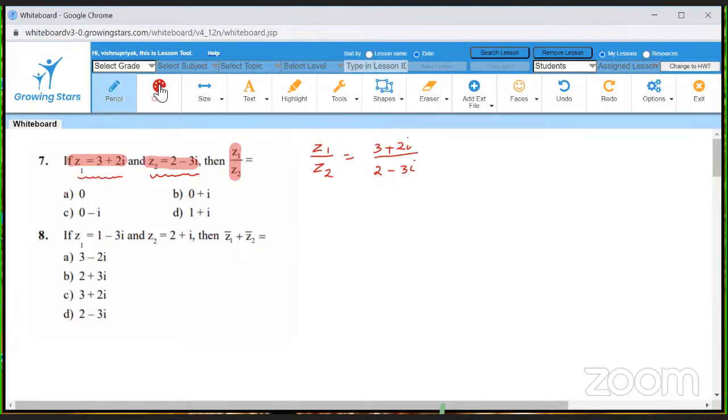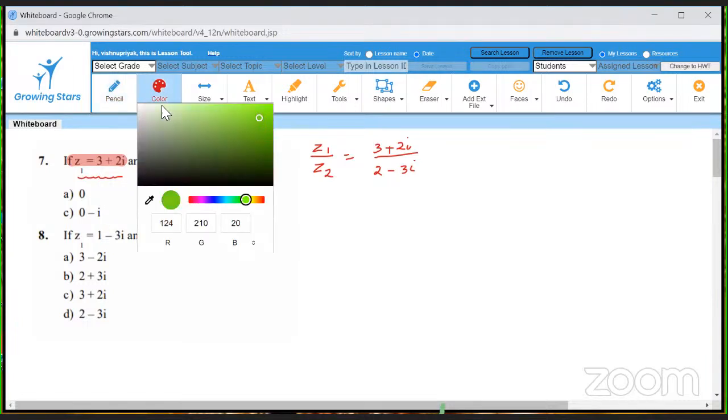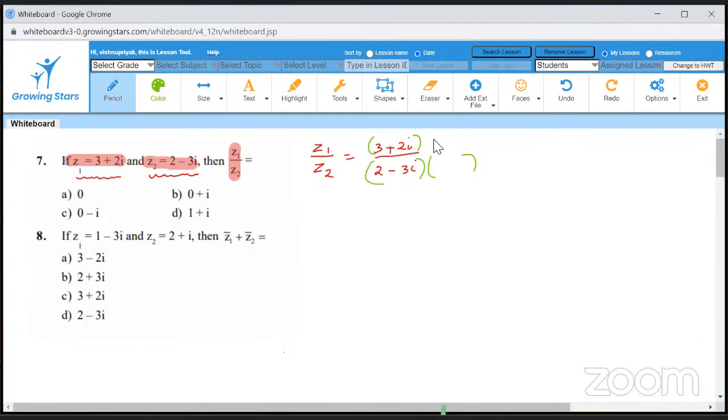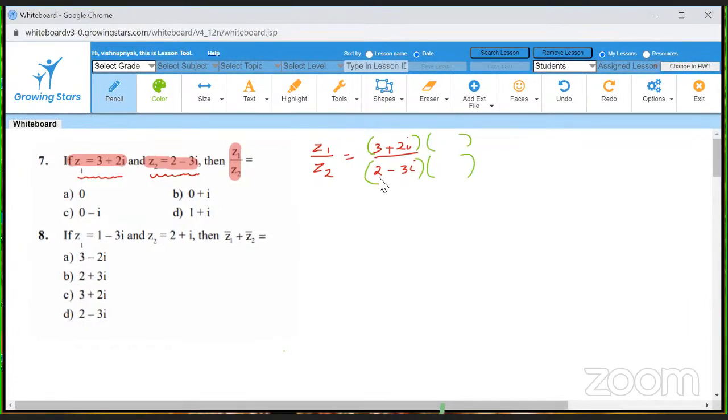I'll start with the hint. I'll give you a hint. Whenever there is a division, you have to multiply numerator and denominator. Subhash said A. You have to multiply numerator and denominator both with the conjugate of 2 minus 3i.